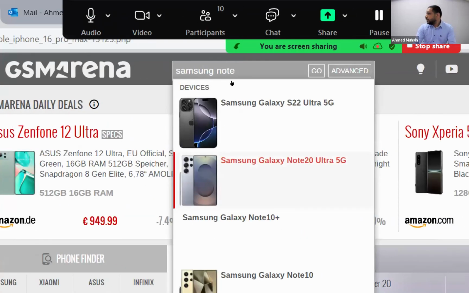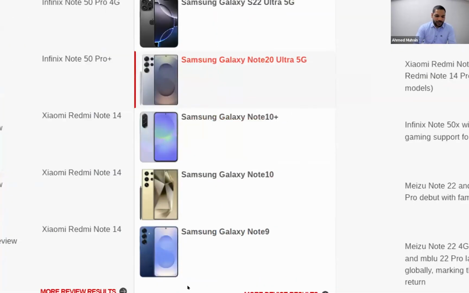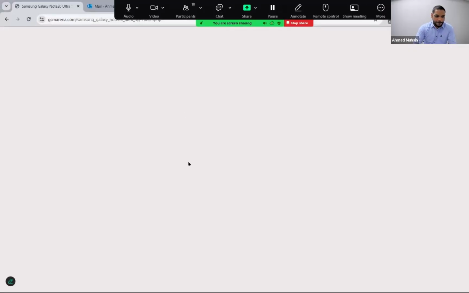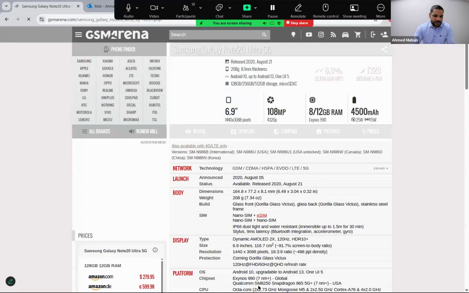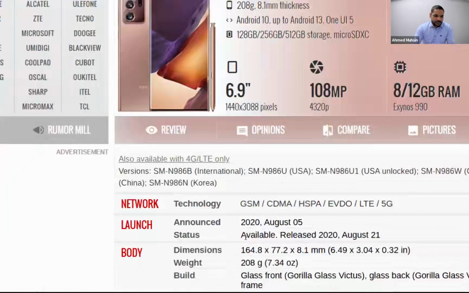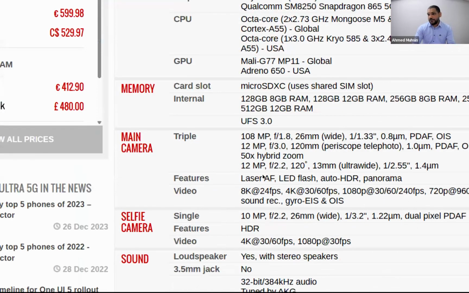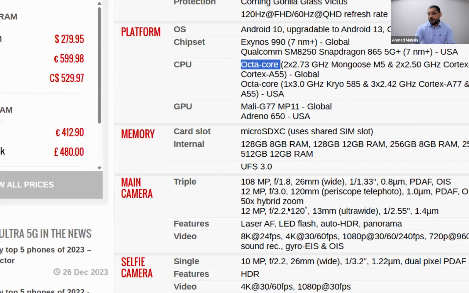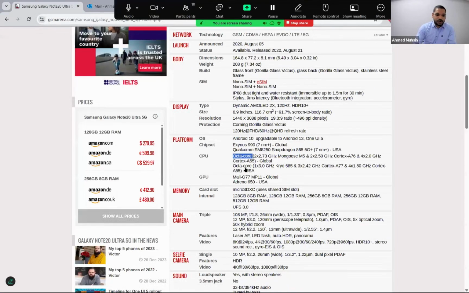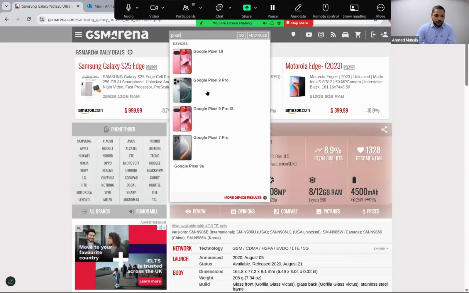Samsung Note. So everyone, have a look at this. What does it say over here on the Samsung? Octa-core. You know about Pixel phones? What do they use? Pixel phones are using Nona-core. 9, yeah, 9.